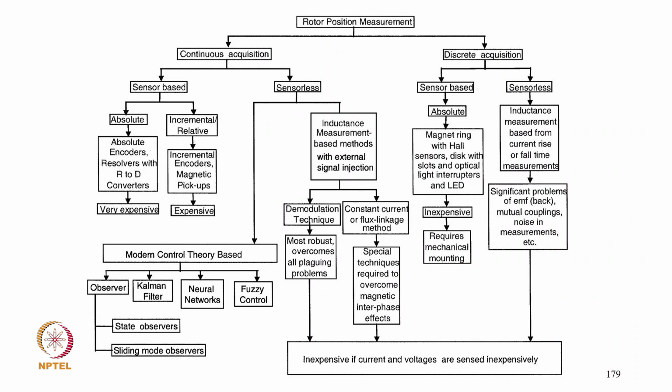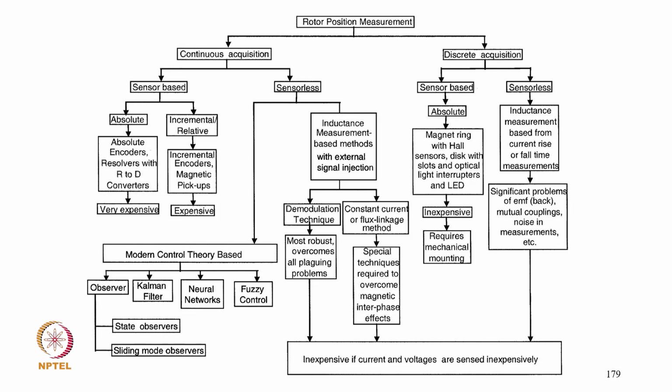And this is the typical classification of rotor position measurement: continuous excitation or discrete excitation. Then we talk about sensor based and sensorless. For sensor based, we have absolute and incremental sensors, the absolute encoder, then the resolver with the R2D converter. It is expensive, and the incremental or magnetic flux sensor is also expensive.